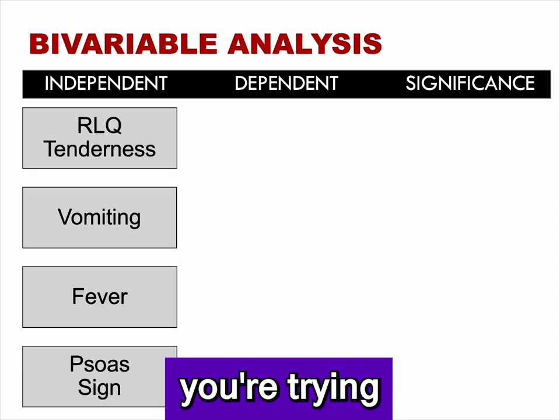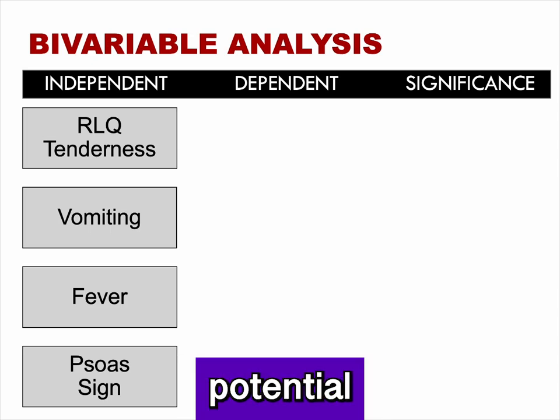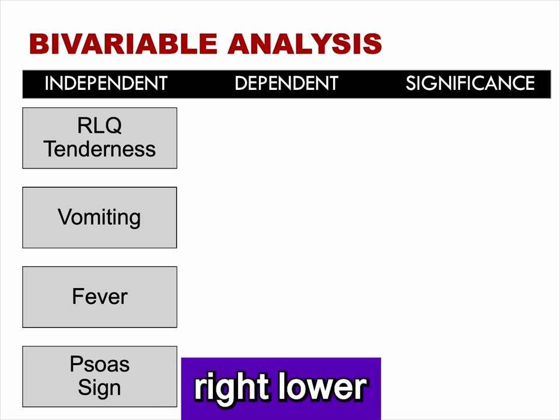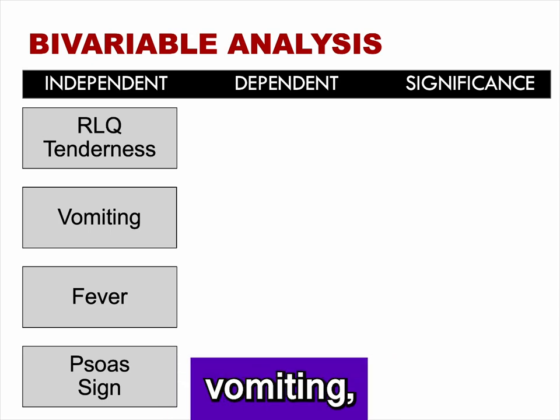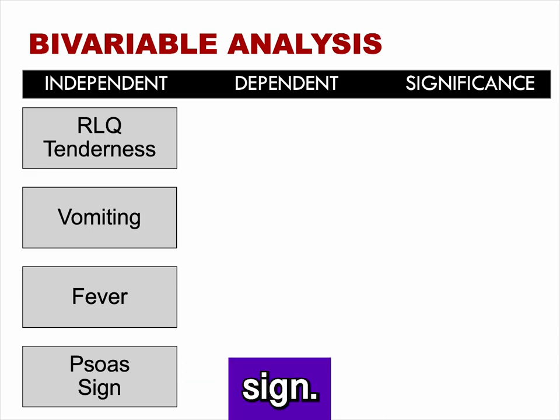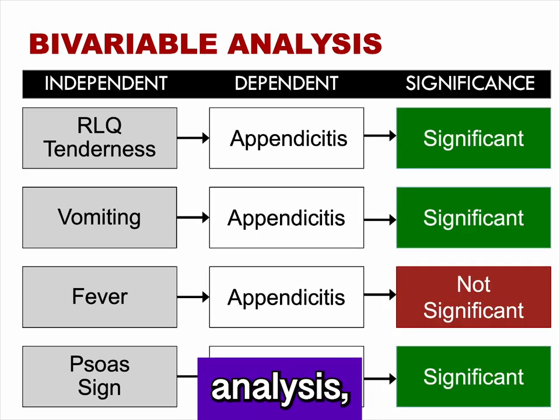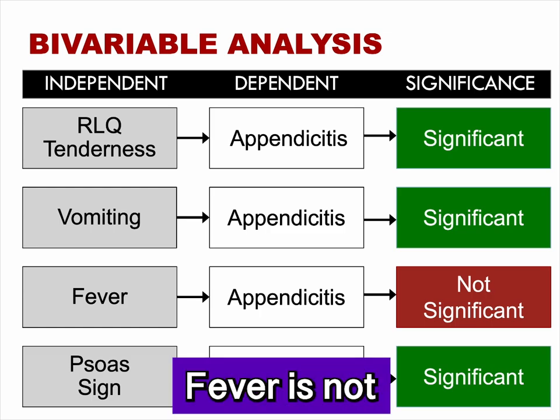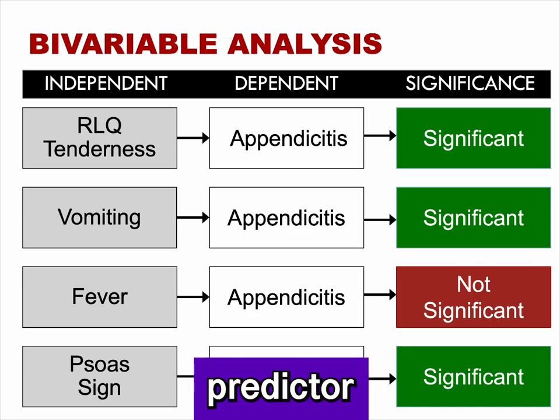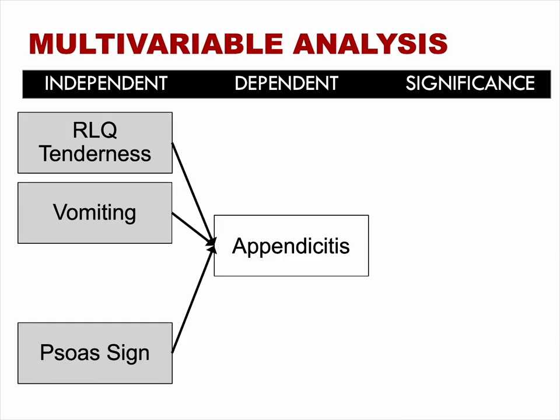In this example, you are trying to derive a clinical decision rule for appendicitis. We've identified 4 potential predictors for appendicitis: right lower quadrant tenderness, vomiting, fever, and psoas sign. In the bivariable analysis, right lower quadrant tenderness, vomiting, and psoas sign are statistically significant predictors of appendicitis. Fever is not a statistically significant predictor of appendicitis.